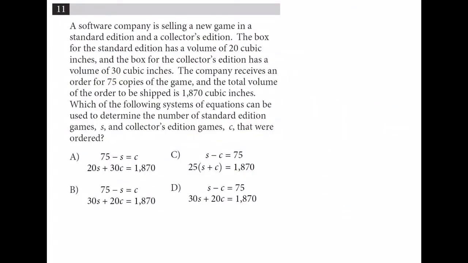Number 11. A software company is selling a new game in a standard edition and a collector's edition. The box for the standard edition has a volume of 20 cubic inches, and the box for the collector's edition has a volume of 30 cubic inches. The company receives an order for 75 copies of the game, and the total volume of the order to be shipped is 1,870 cubic inches. Which of the following systems of equations can be used to determine the number of standard edition games S and collector's edition games C that were ordered?